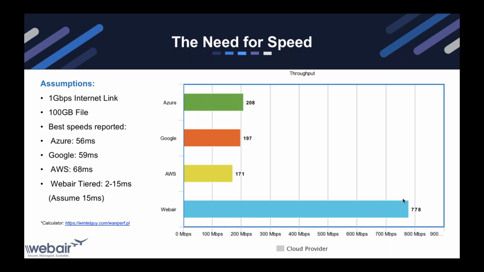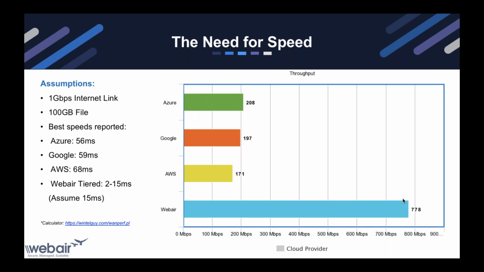So in this slide here, we have an assumption of a 1 gig internet link, and we're doing a speed test, copying a 100 gig file up to a cloud, and we're using those average latencies. We're actually taking the best numbers from the last slide, and we're seeing how fast we can transfer data to the clouds. So you'll see here, to AWS, we're only getting 170 megabits per second on our 1 gig connection for a single stream copy, and Google and Azure are the same. But when your latency is anywhere from 2 to 15 milliseconds, there's no joke. We're certainly going to smoke that. And our number, the 780 megabits, is based on a 15 millisecond latency, which is typically much worse than what we can achieve with our regional customers.